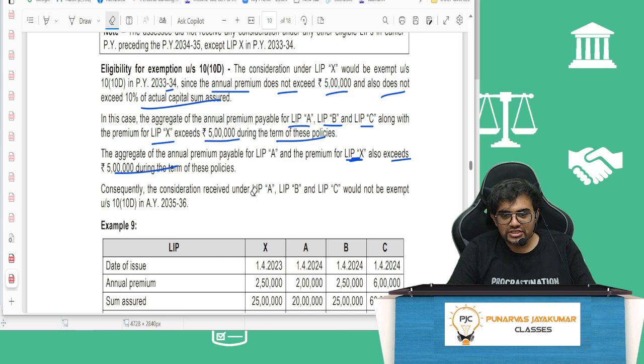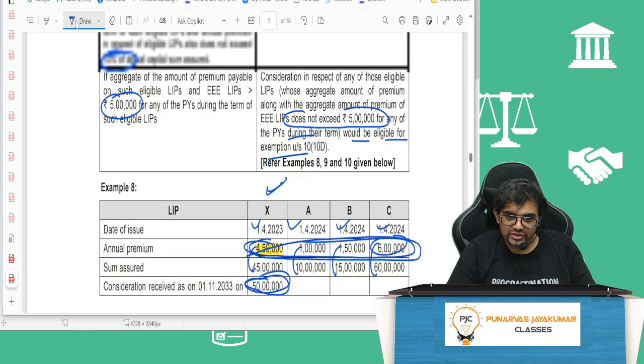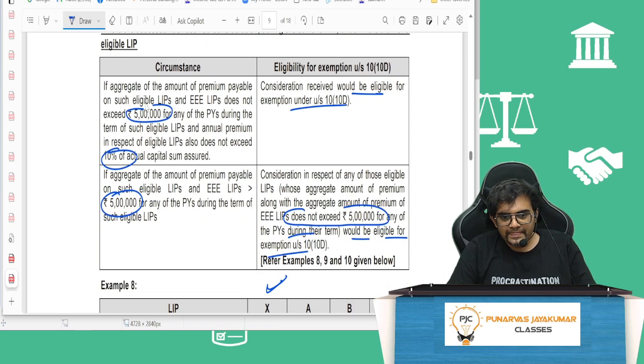Consequently, the consideration under LIP A, B and C would not be exempt under 10(10D) because it is exceeding 5 lakh. That is what it says. Now you read carefully. If the aggregate of the amount of the premium payable on such eligible LIP and earlier exempt LIP is more than 5 lakh rupees for any of the year, consideration in respect of any of those eligible LIPs, etc., where it does not exceed 5 lakh for any of the previous years would be eligible for exemption.